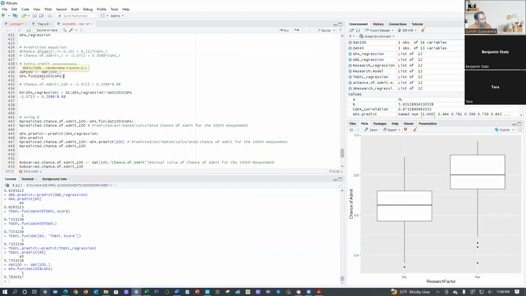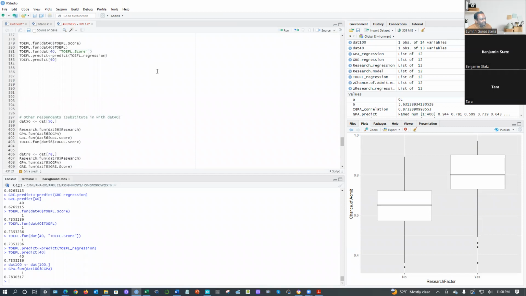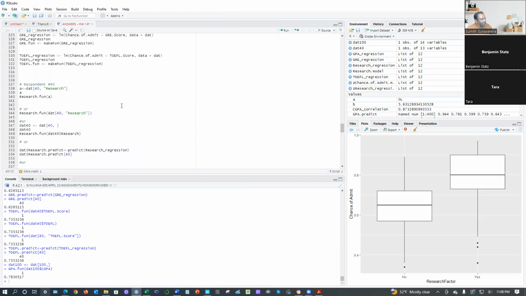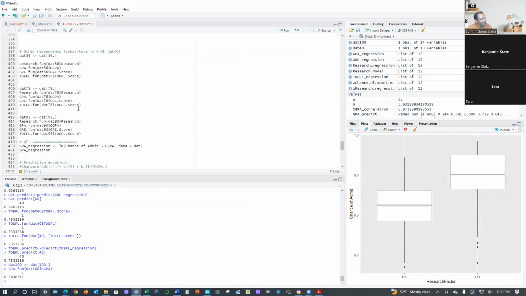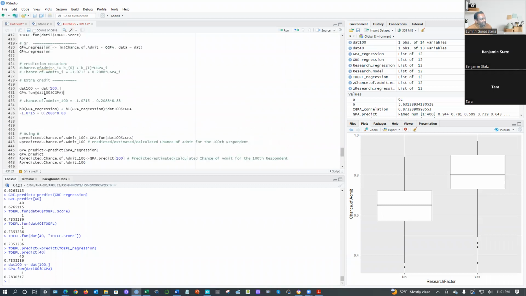GPA function. You go to the GPA function. Can you remember the GPA function? We created GPA fund. GPA fund means you put the regression and value. If you give the value of that particular person's GPA, it will calculate and give the estimated value. 0.78.